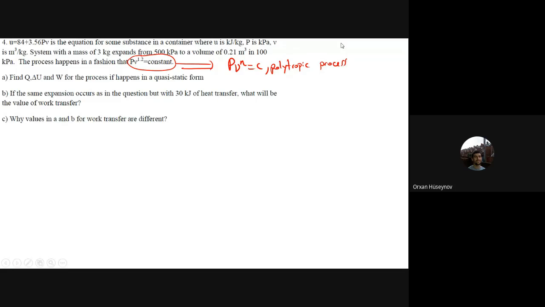Now let's solve the problem. So we have a container, this is the U of the container, and the system expands. Let me show the process. This is the container, and there's an expansion work. As it expands, you will have a change of pressure, P1 which is 500 kilopascal, and then P2 is 100 kilopascal, the pressure drops, and the volume 2 is also 0.21 meters cube, and the mass is 3 kilograms. The question says find delta U, W and Q for the process.